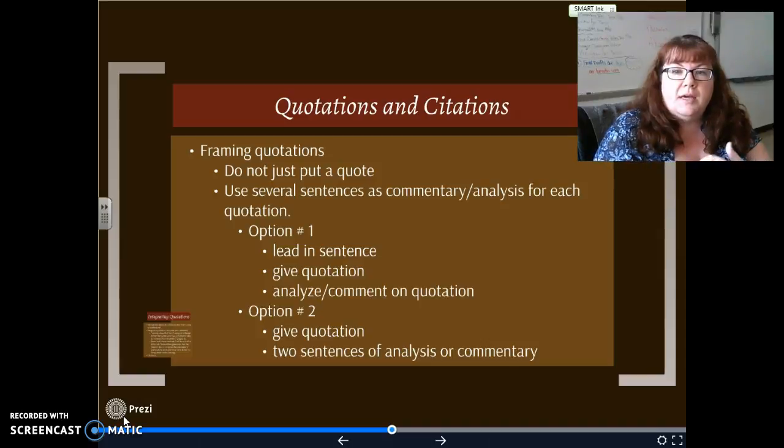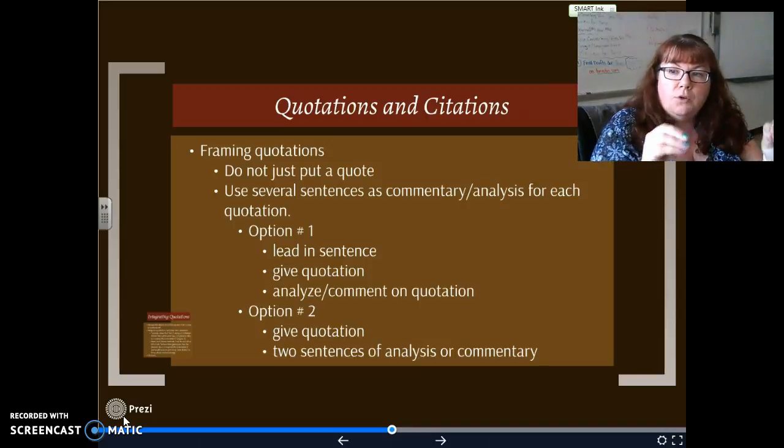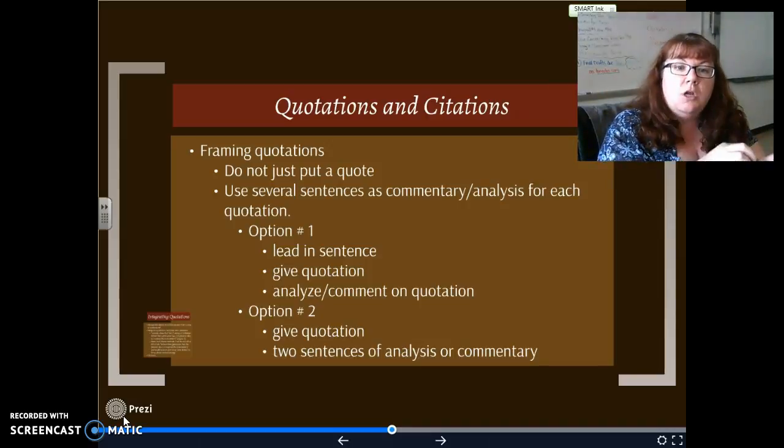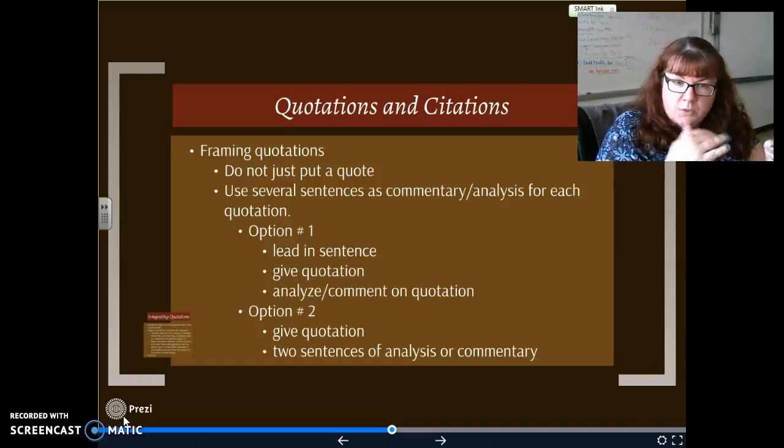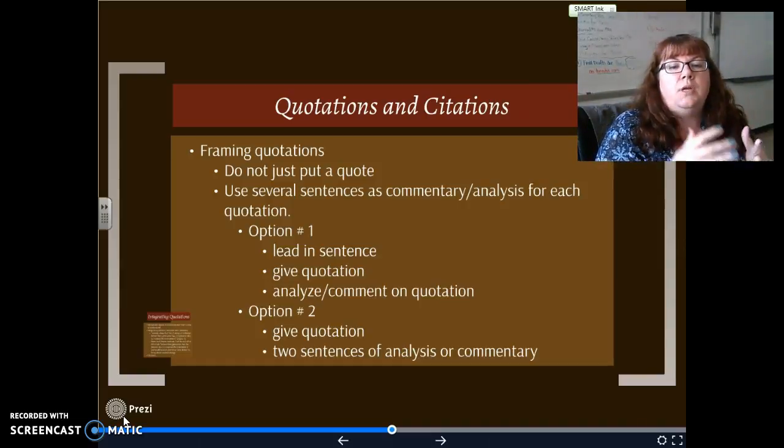So the first thing we're going to look at is this idea of quotations. If you're framing a quotation, framing meaning how you're putting aspects around it, you're not going to just put a quote. You need to actually put more information. And if you just put a quote and you don't analyze it, it's almost like the quote doesn't count.